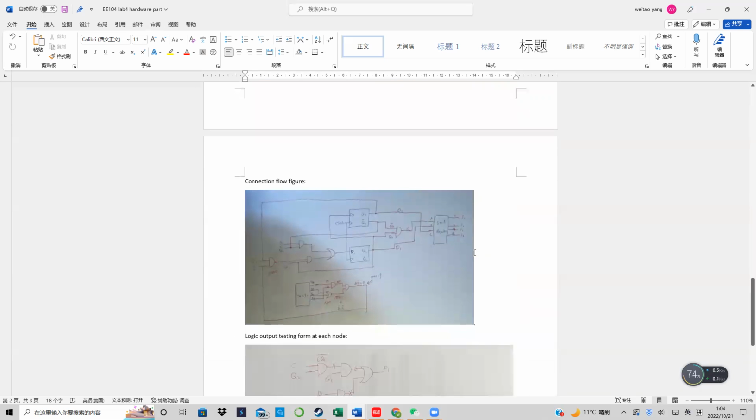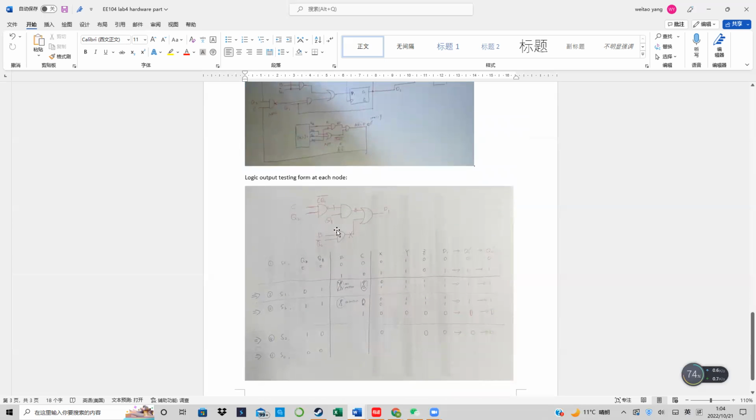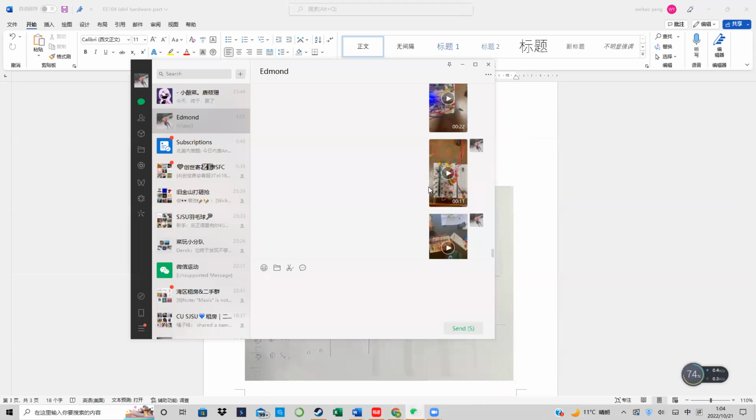And here is the flow figure according to the results ahead. And here is the testing form for my work. About the testing part, because the circuit cannot achieve the signal light transfer, I'm going to show you a few videos now.